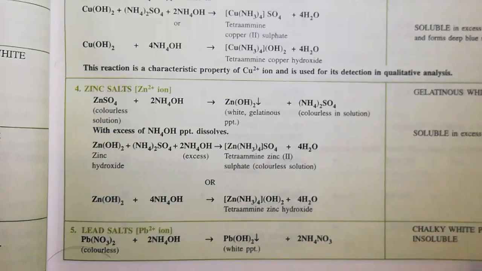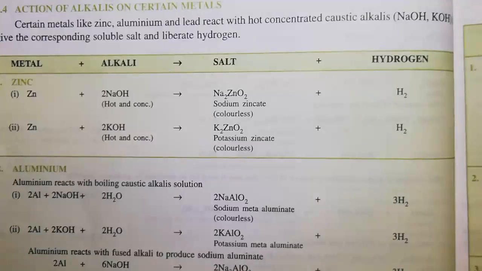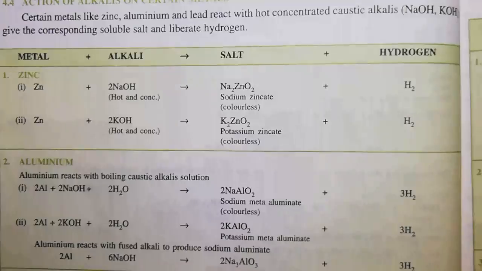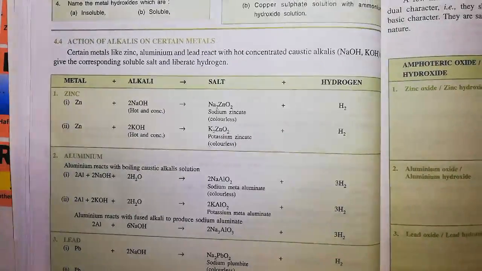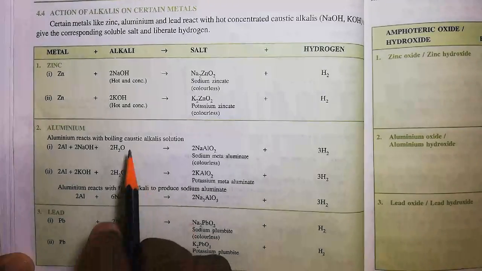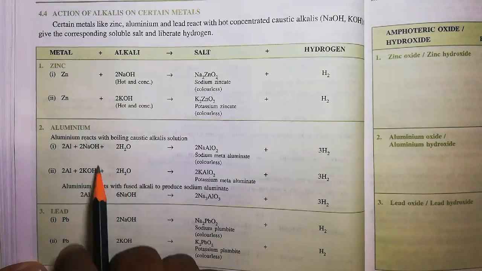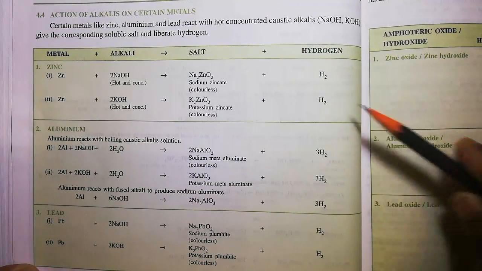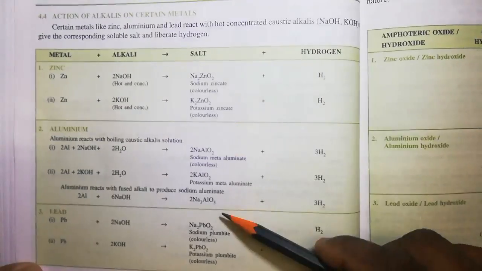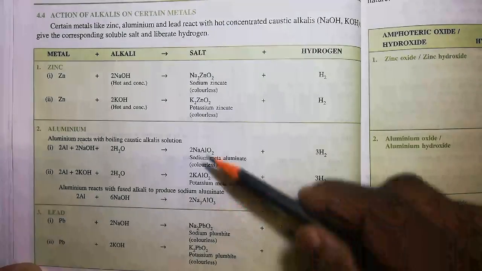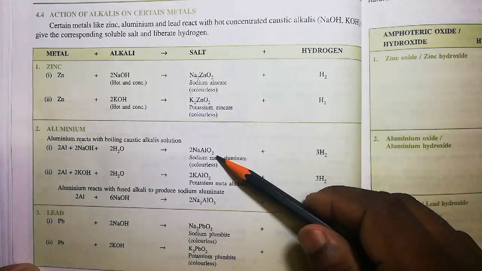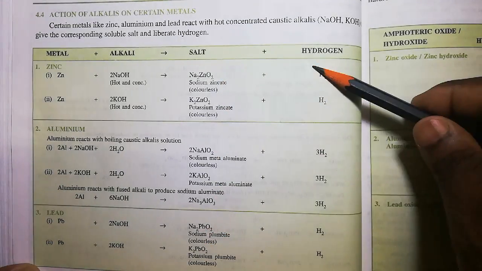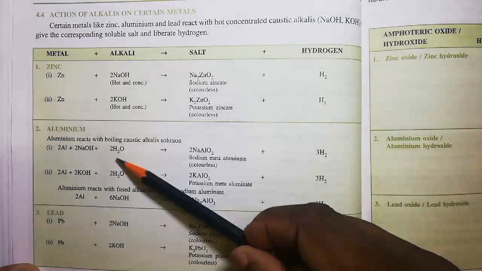Okay, now we have to study some simple reactions of metal with alkali. Metal with alkali, can you see? So here zinc with NaOH, aluminum with KOH, NaOH, and lead with KOH, NaOH. Similar kinds of reactions are there. Can you see? Sodium zincate, potassium zincate, sodium plumbite, potassium plumbite, similar kind of formula, and that is a bit different. Sodium aluminate, potassium aluminate. And in all the reactions you are getting hydrogen gas, so zinc, aluminum, and lead.